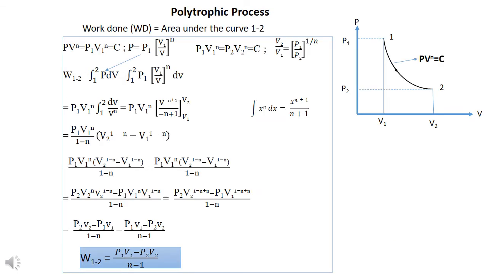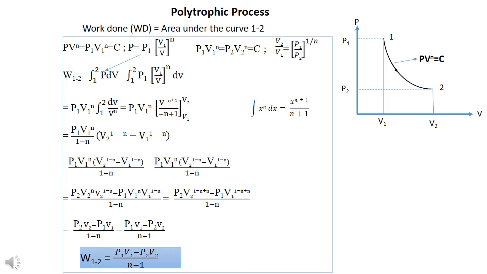Polytropic process. Work done is the area under the curve from 1 to 2. A polytropic process is PV^n equal to constant. So work done equals integral of P dV. We replace P with P1 into (V1/V)^n, and integrate under the limits 1 to 2.